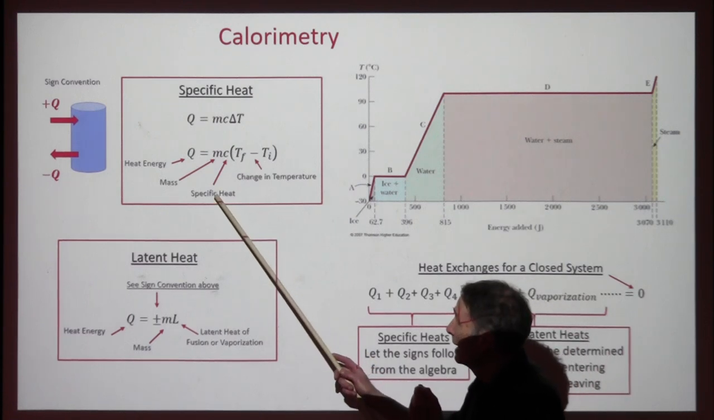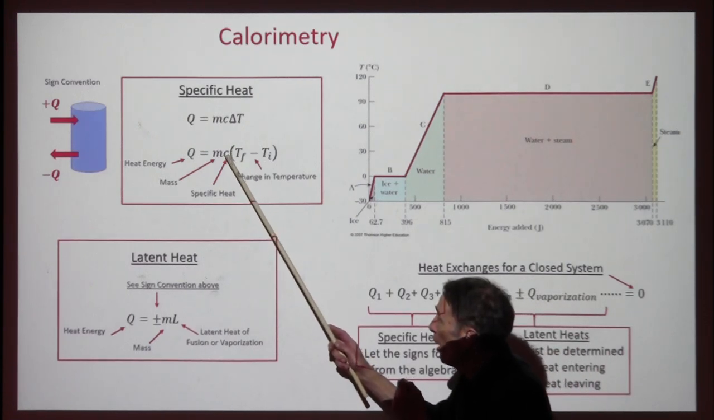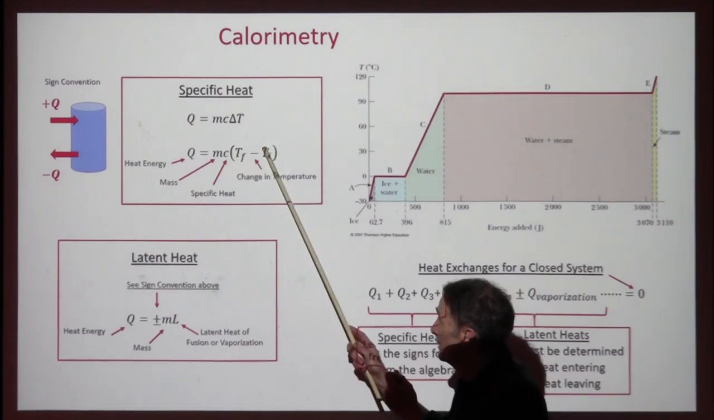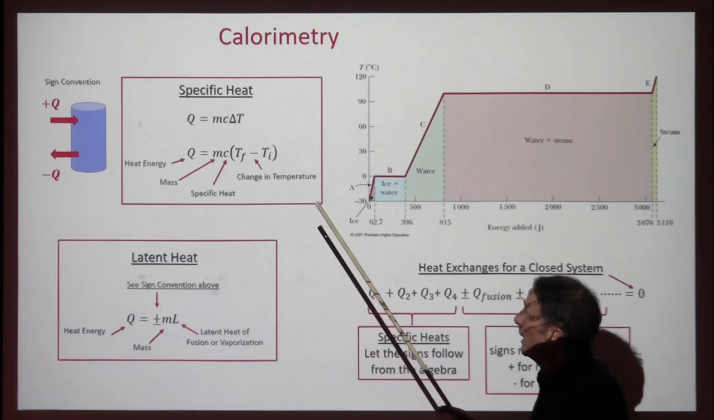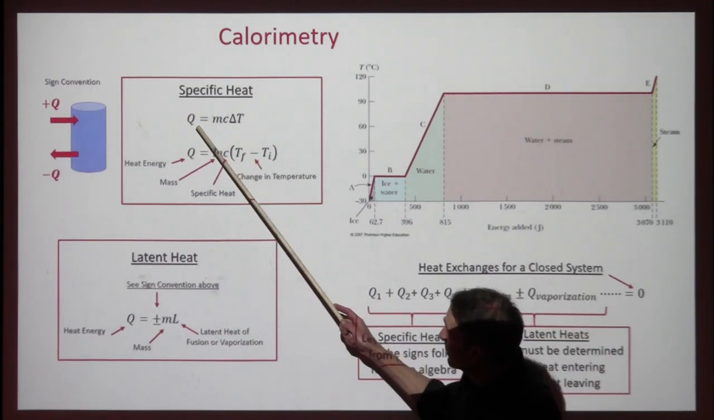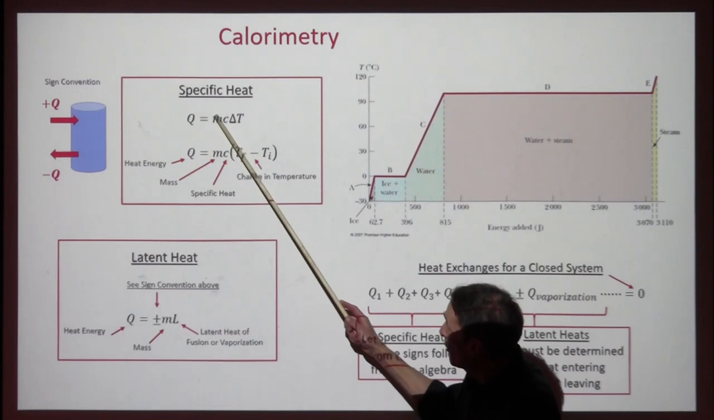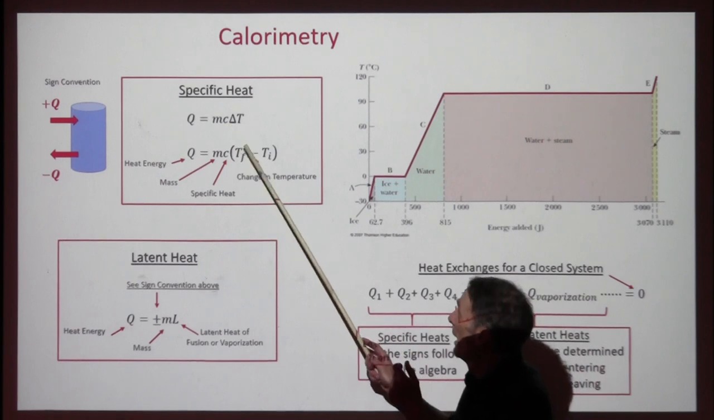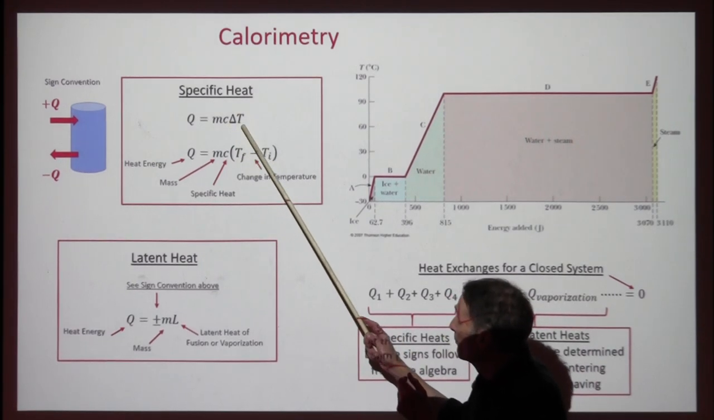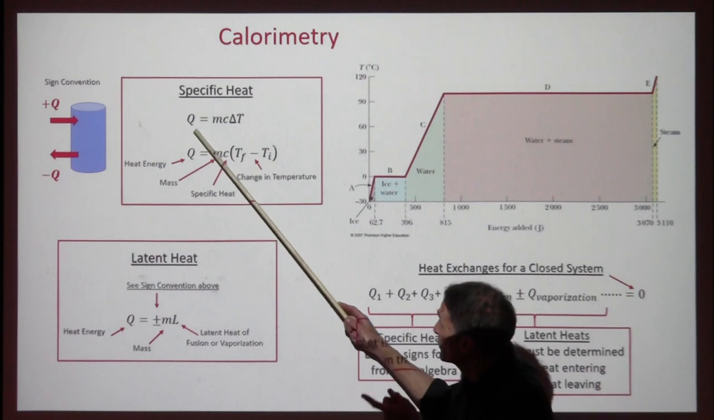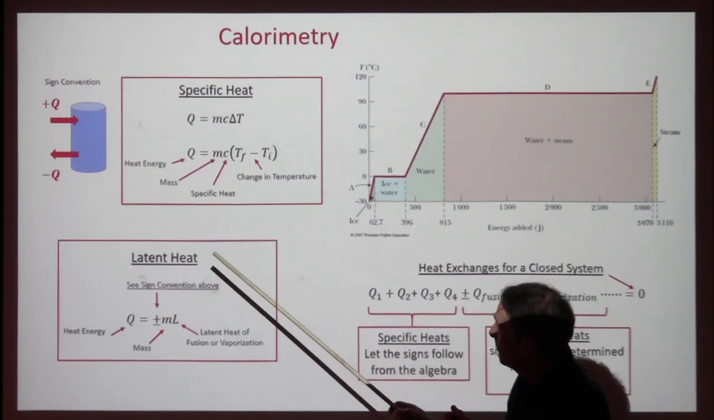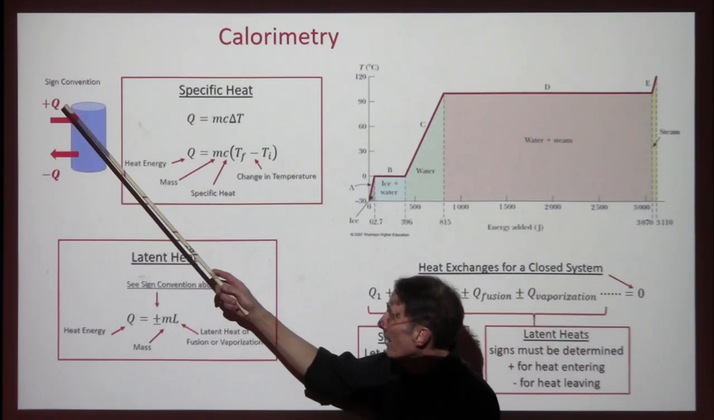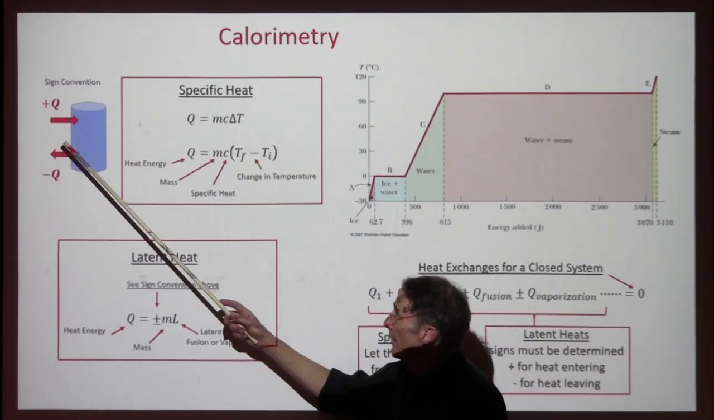We'd use water again. The specific heat of water would be 1 calorie per gram degree Celsius. The heat Q depends on the amount of stuff we have. The specific heat is some property of the material, and then there's going to be some temperature difference. So if we want double the temperature difference, we'd have to double the amount of heat that we go with that.